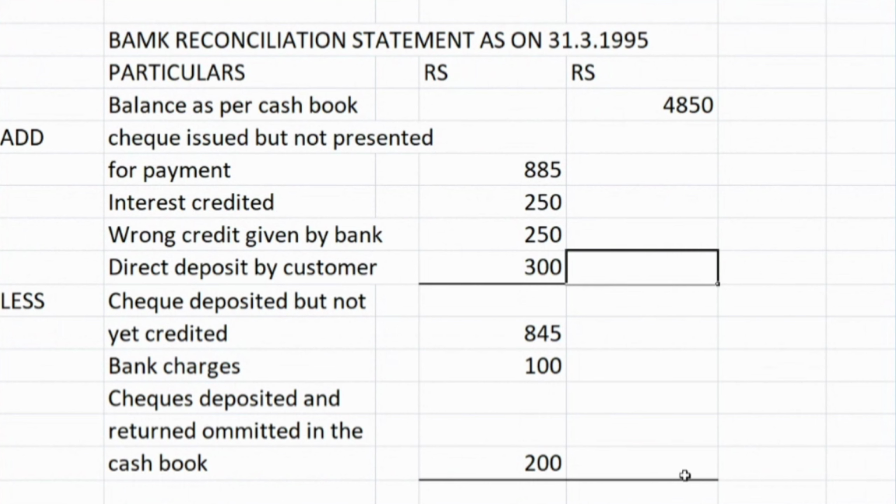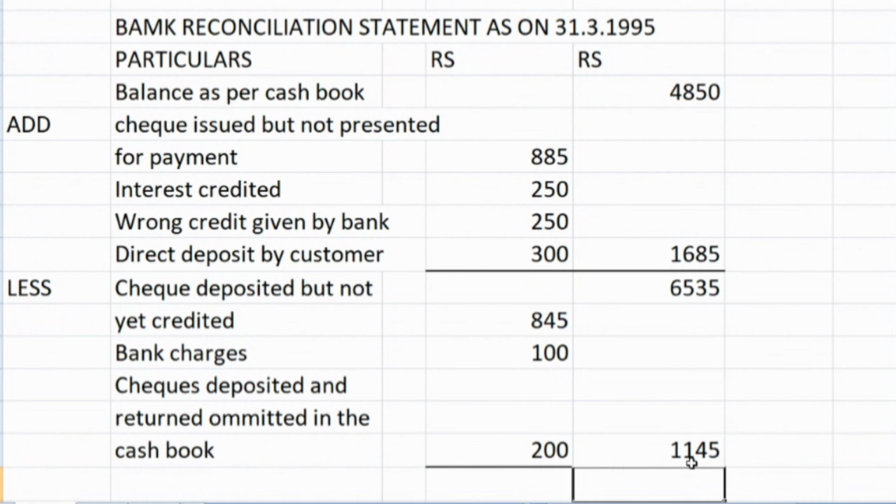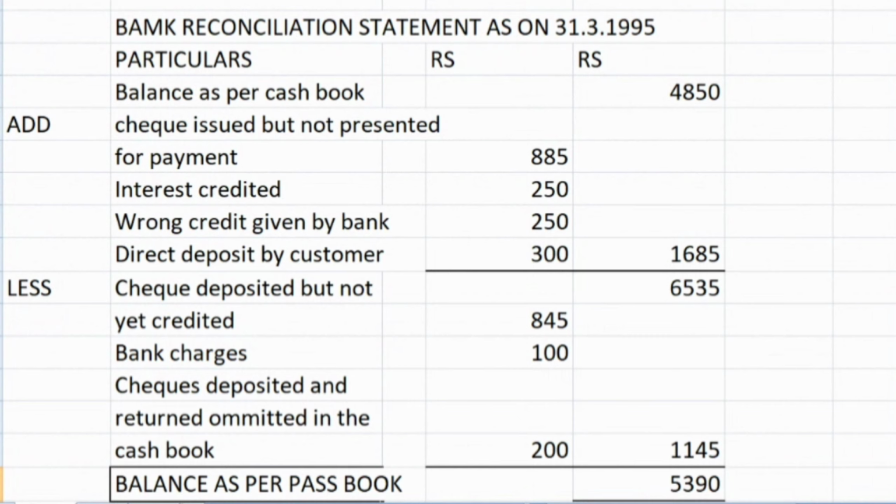Let's wind up the sum by adding up all the categories which we've written. So first let's add up the add category items and put it in the outer column. When we add the add category items, we get our answer of 1685. Now 4850, balance as per cash book, and 1685 gives us 6535. Next, add up the less category, which is 1145, and subtract it from 6535. We get the balance as per passbook as 5390.